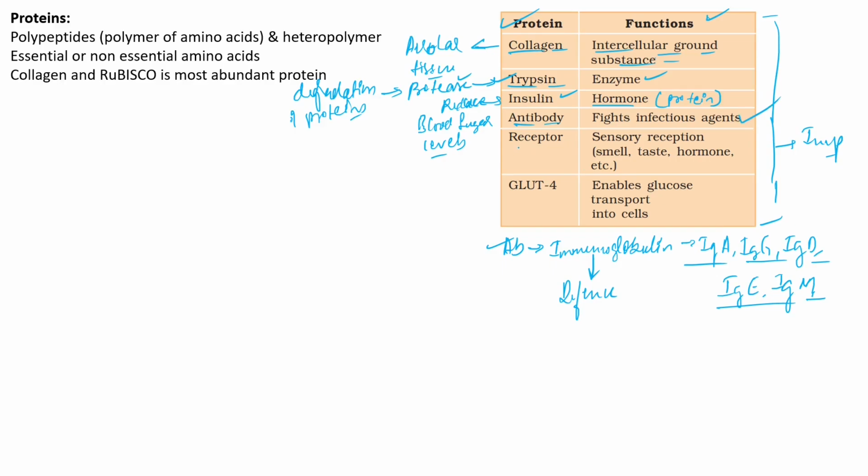The next one we have is the receptor, right? A receptor is mainly involved in sensory perception. Examples include smell and taste, and also hormones. Yes, hormones ultimately bind to the receptor. For example, insulin is a protein hormone, and the receptor for insulin is present outside the cell itself. They are called extracellular receptors, and these receptors are also made up of proteins only, right?